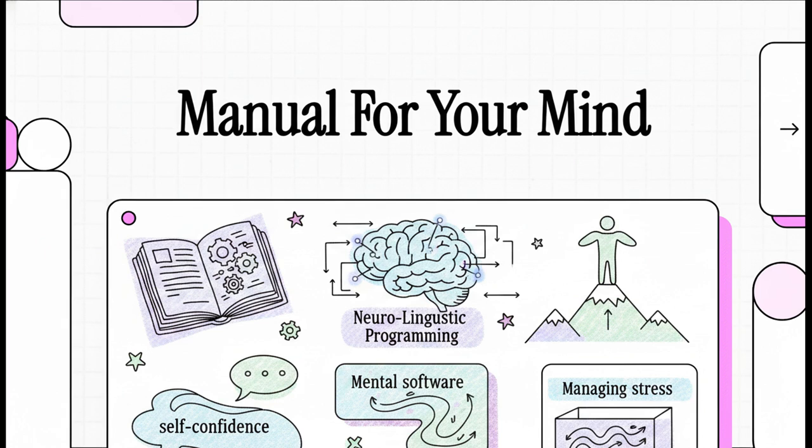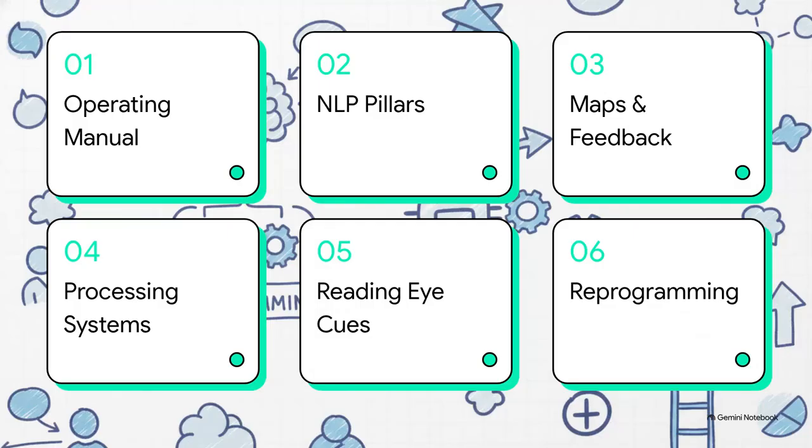It's about building your self-confidence, managing all that intense stress of the modern workplace, and basically just taking control of your mental software. All right, so here's our exact roadmap for today. First, the mind's operating manual. Second, the 3 pillars of NLP. Third, maps, reality, and feedback. Fourth, visual, auditory, and kinesthetic processing. Fifth, reading eye accessing cues. And finally, number 6, reprogramming for positive outcomes.